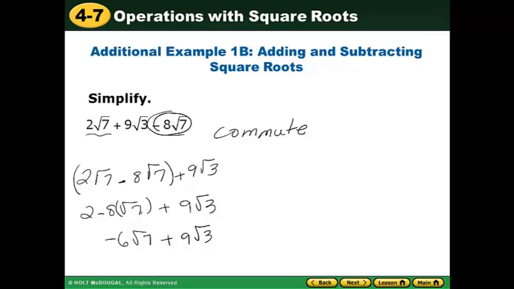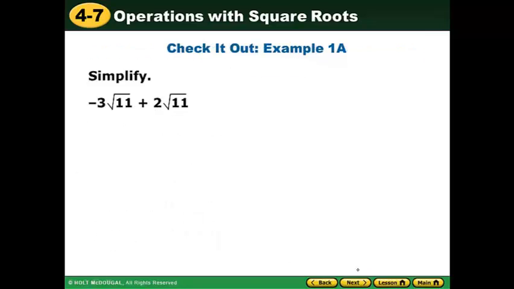So again, let's go ahead and recap. First thing we did was commute: negative 8 square root of 7, move it with the 2 times square root of 7. And then, like the first example, we just subtract them. 2 minus 8 times the square root of 7 plus 9 square root of 3. 2 minus 8 is negative 6. Don't forget about your sign. Square root of 7.